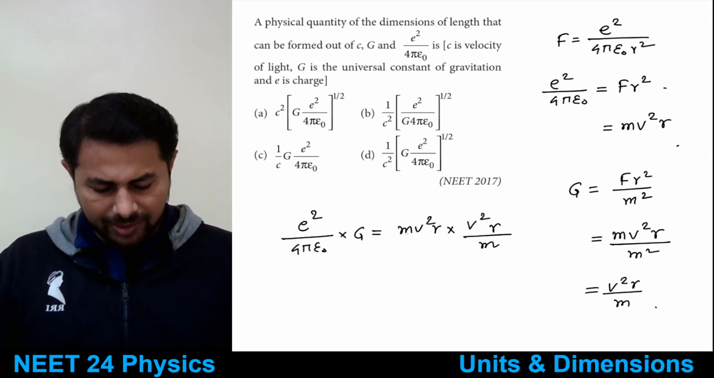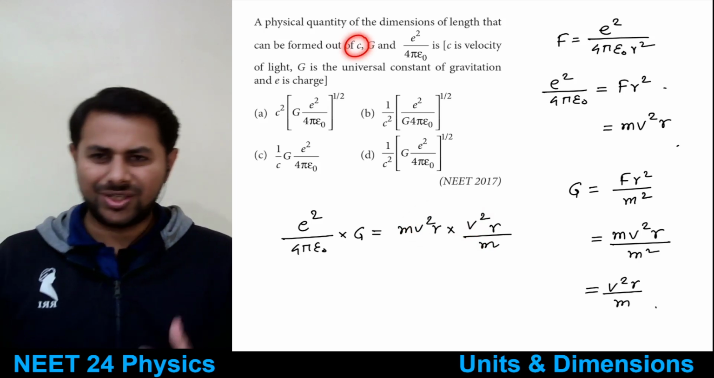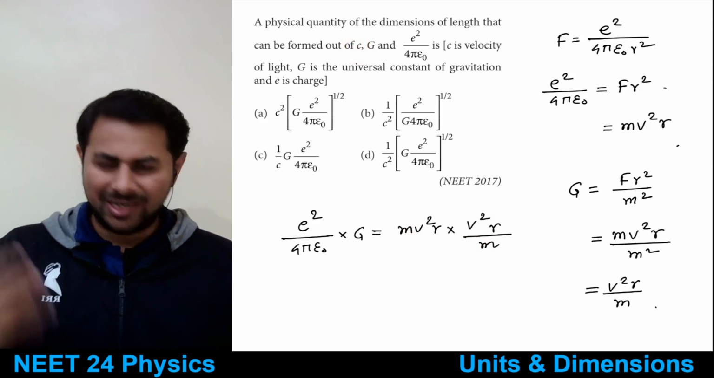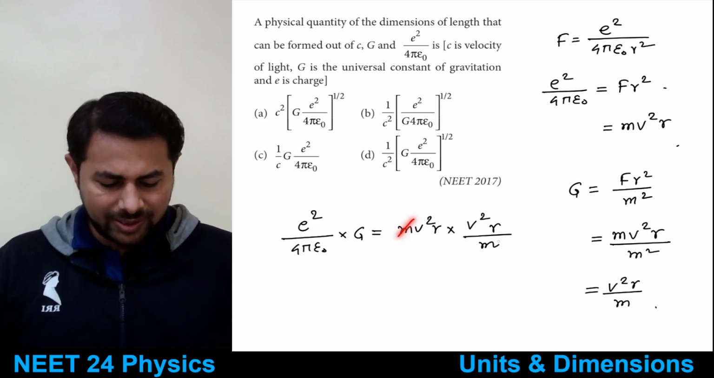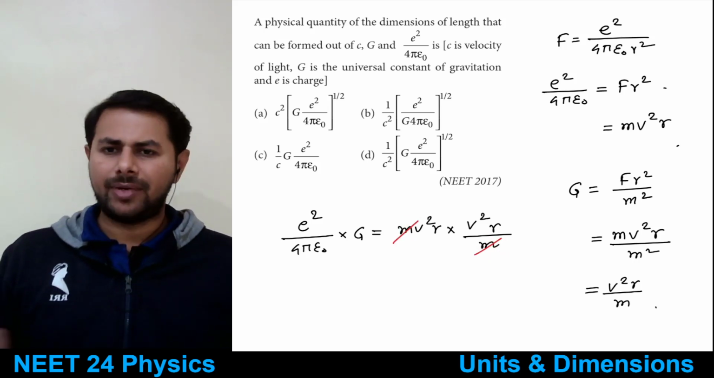Okay, so first I am cancelling m. I am not caring about the velocity because I have velocity c. Any time I can divide by any power of velocity, right? I can get rid of that. That's why first I am getting rid of m.